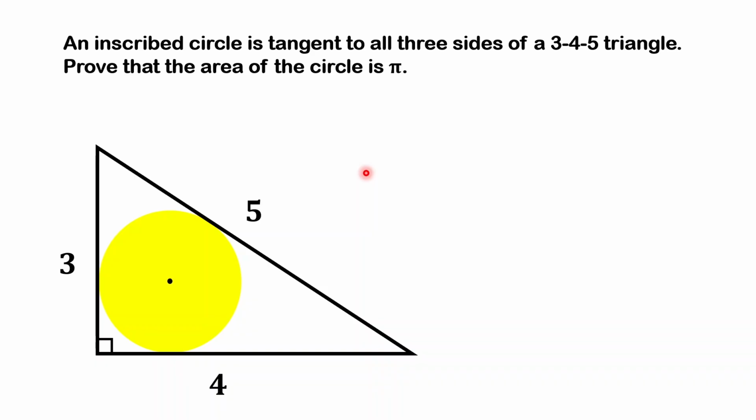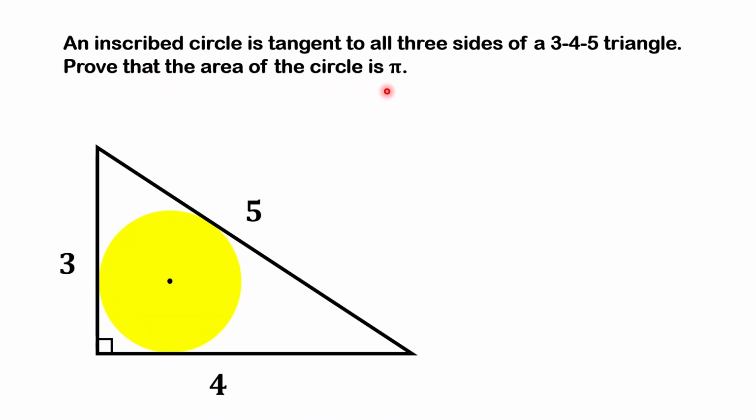In today's video, I'm going to show you how to solve this question. An inscribed circle is tangent to all three sides of a 3, 4, 5 triangle. Here we can see our circle inside a 3, 4, 5 triangle. It is a right-angled triangle, and our circle is touching the triangle here, here, and here. Prove that the area of the circle is pi.